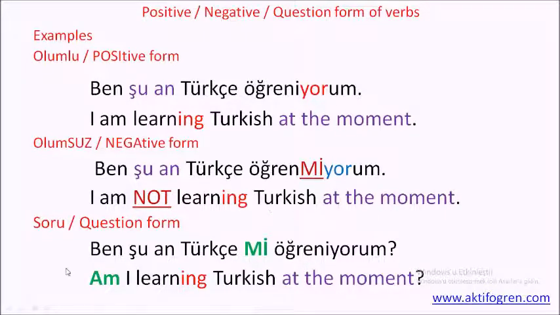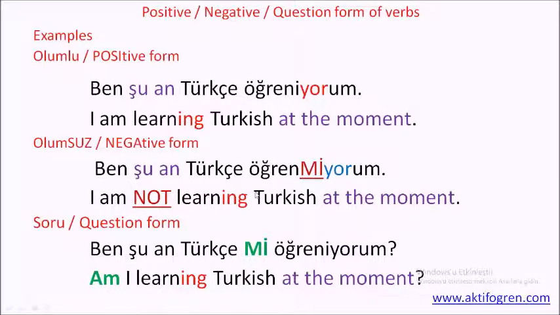Okay, so the question form here is ben şu an Türkçe mi öğreniyorum. This is a question word here, mi, or you can say suffix, whatever you say. Mi, mu, mü. Okay, like this. Ben şu an Türkçe mi öğreniyorum. Am I learning Turkish at the moment? This is the question, as you see here in English.